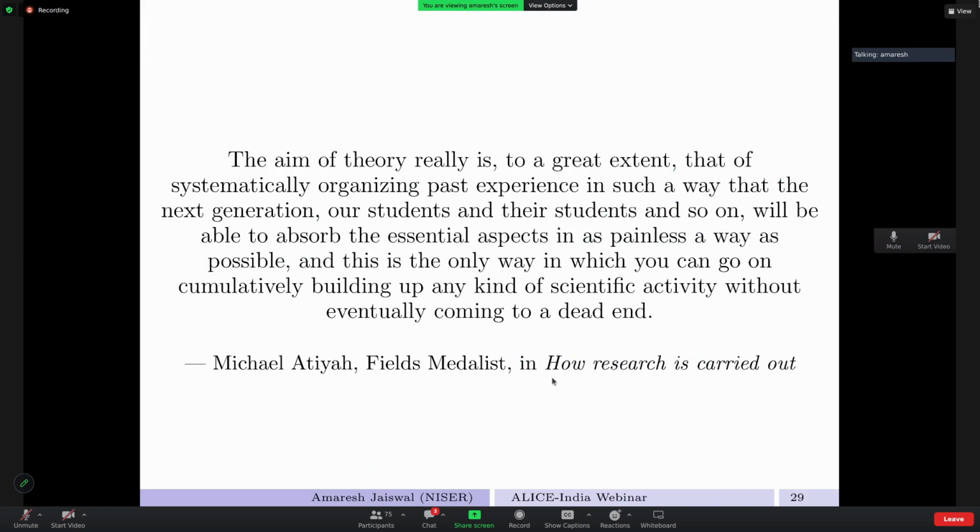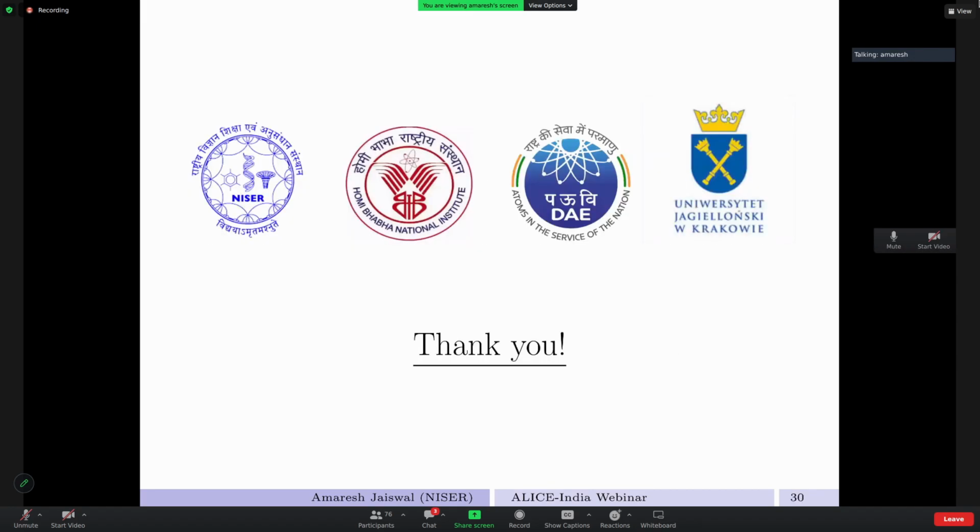I will end with a quote from Michael Atiyah, which I copied from Bhalerao sir's review article. The aim of theory really is, to a great extent, that of systematically organizing past experience in such a way that the next generation, our students and their students, and so on, will be able to absorb the essential aspects in as painless a way as possible. And this is the only way in which you can go on cumulatively building up any kind of scientific activity without eventually coming to a dead end. So I hope I managed to convey this in a painless way. Thank you.